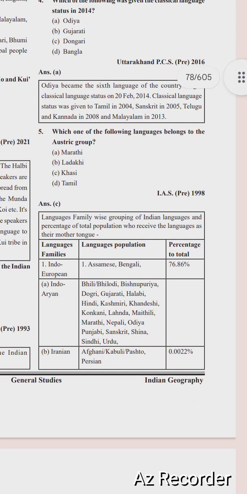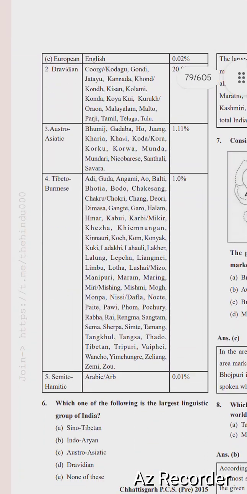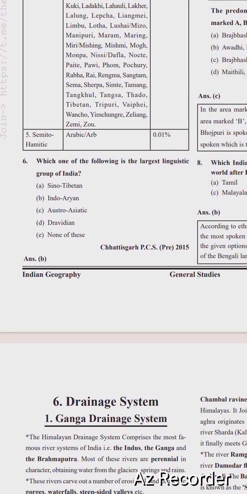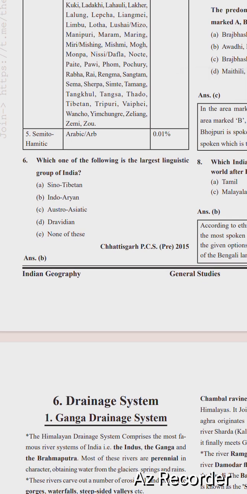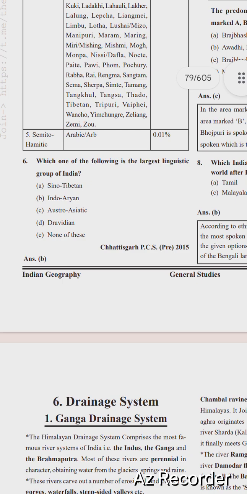Which one of the following languages belongs to the Austric group? Options are option A Marathi, option B Ladakhi, option C Khasi, option D Tamil. Right option is option C, Khasi. Next, which one of the following is the largest linguistic group of India? Options are option A Sino-Tibetan, option B Indo-Aryan, option C Austro-Asiatic, option D Dravidian, option E none of the above. Right option is option B, Indo-Aryan. Indo-Aryan is the largest linguistic group in India.